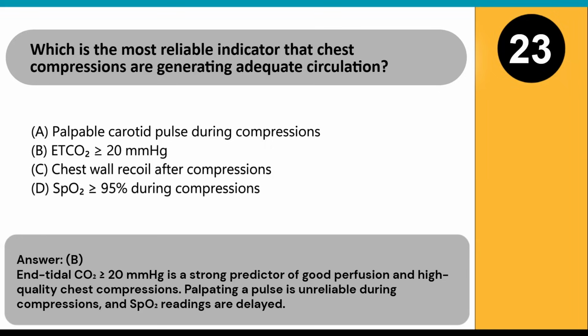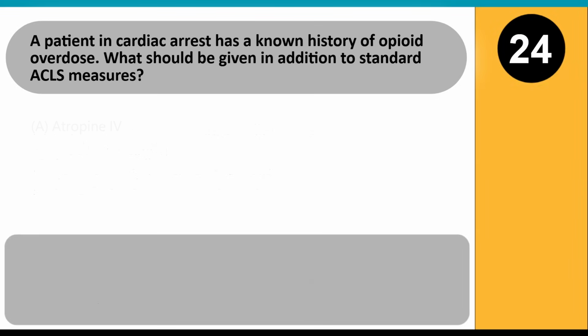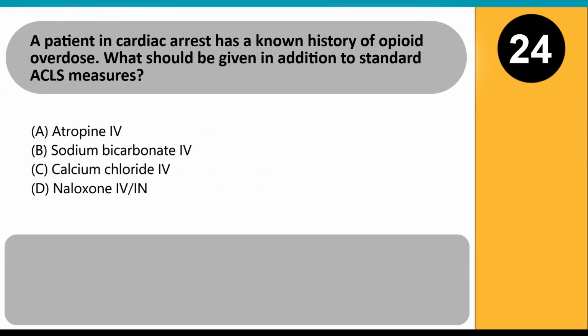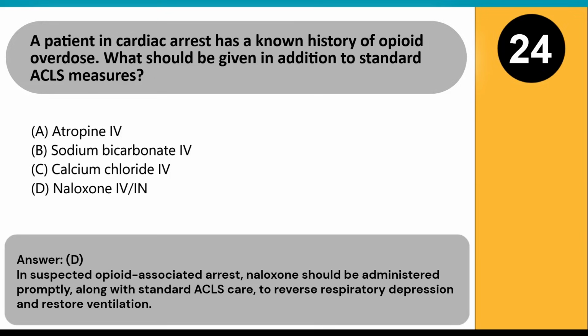Palpating a pulse is unreliable during compressions, and SpO2 readings are delayed. A patient in cardiac arrest has a known history of opioid overdose. What should be given in addition to standard ACLS measures? A. Atropine IV. B. Sodium bicarbonate IV. C. Calcium chloride IV. D. Naloxone IV/IN. Answer: D. In suspected opioid-associated arrest, naloxone should be administered promptly, along with standard ACLS care, to reverse respiratory depression and restore ventilation.